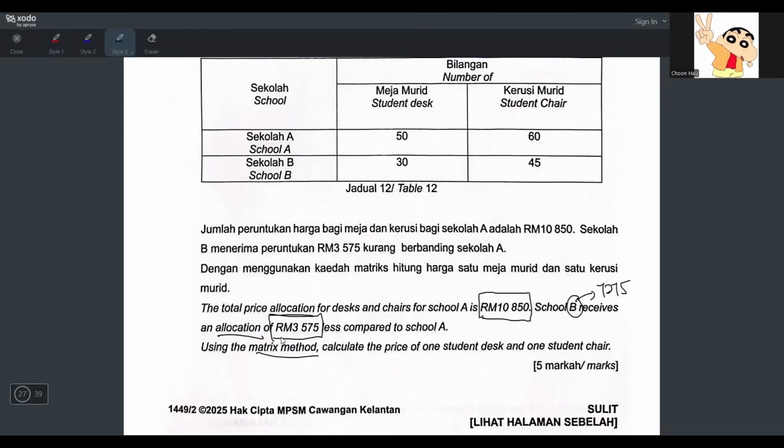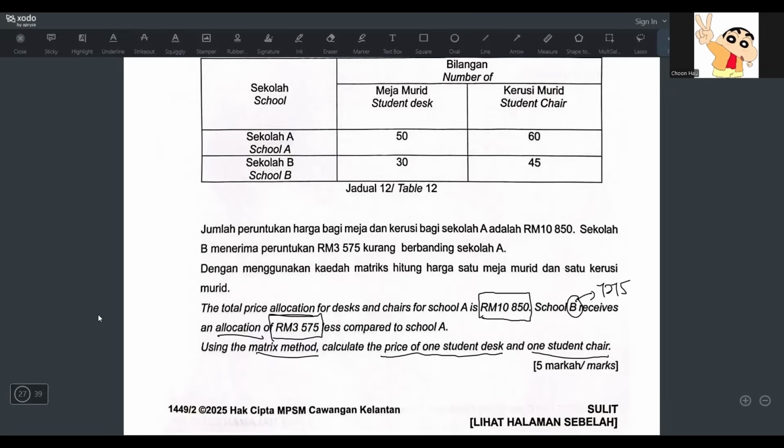Yeah, whenever you see the words using matrix method, or maybe without using matrix method, it doesn't matter, you will do simultaneous linear equation. So using matrix method, calculate the price of one student desk and one student chair. If they say use matrix method, we use matrix method. But if they say don't use matrix method, then we will use the substitution or elimination method, right? Those are the two methods you learned to solve simultaneous linear equation.